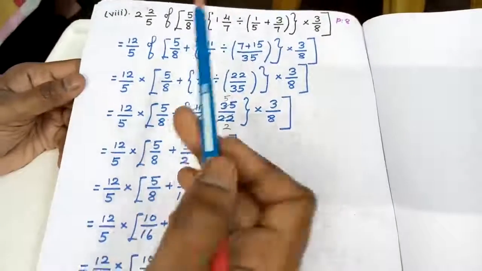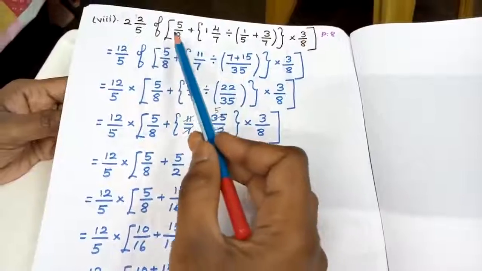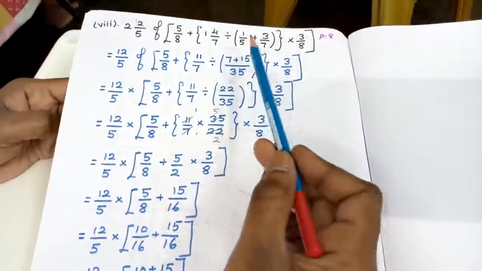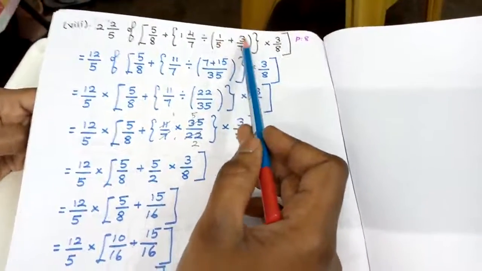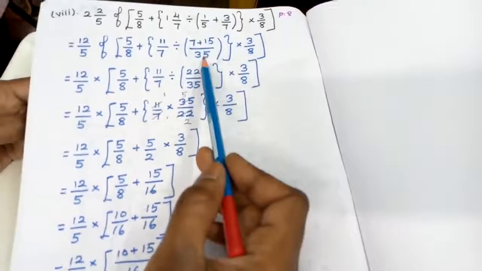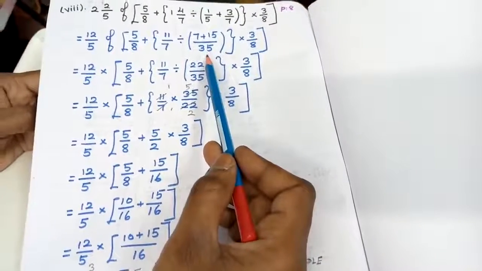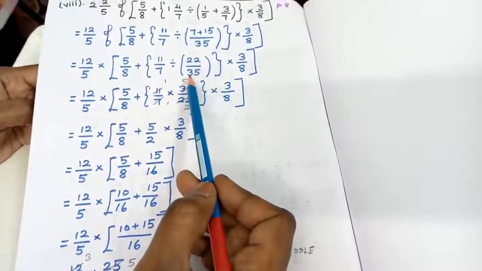Last question, question number 8, students. If you come to question number 8, here also we are having square bracket, flower bracket and open bracket. The main concept is go to the innermost part. 1 by 5 plus 3 by 7. Solve this one, students. After solving, taking LCM, making the denominator same, I am getting the answer as 22 by 35.